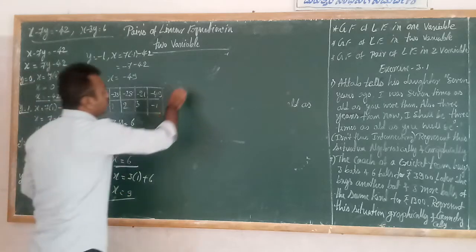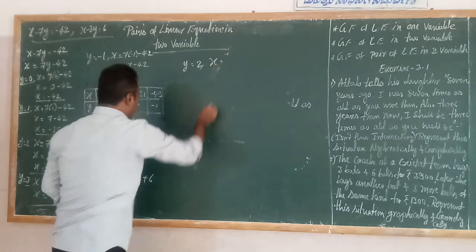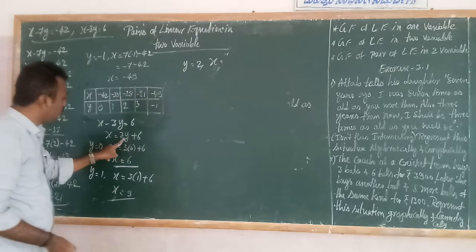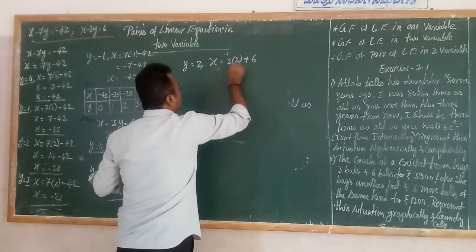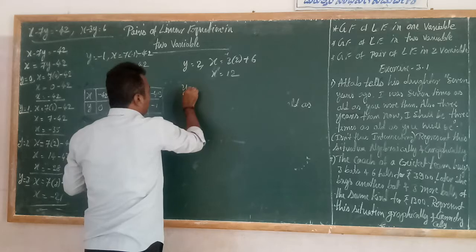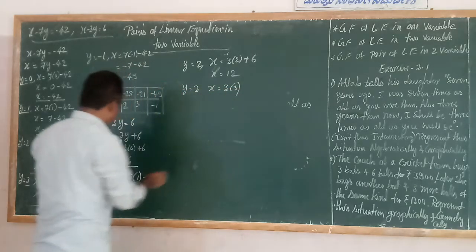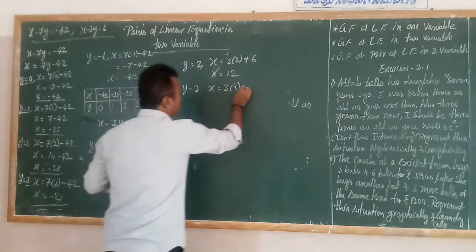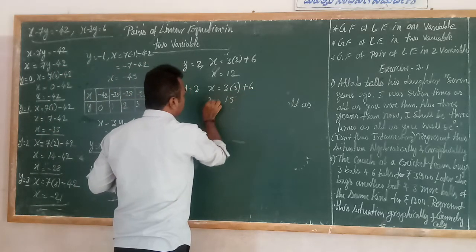So next, y is equal to 2 we should give. What is the x value? x is equal to the same, 3 into 2 plus 6. 3 twos are 6, 6 plus 6, 12. x is equal to 12. So y is equal to 3 we should give. So x value is 3 into 3 plus 6, how much? 3 threes are 9, 9 plus 6 will become 15. So this is the x value.